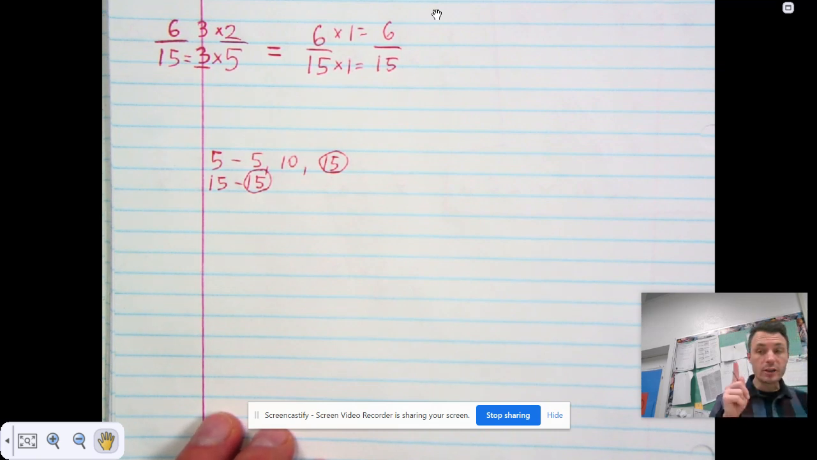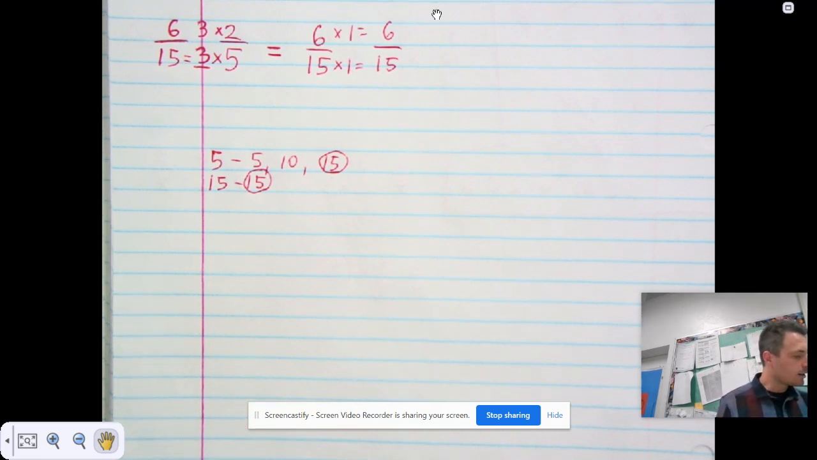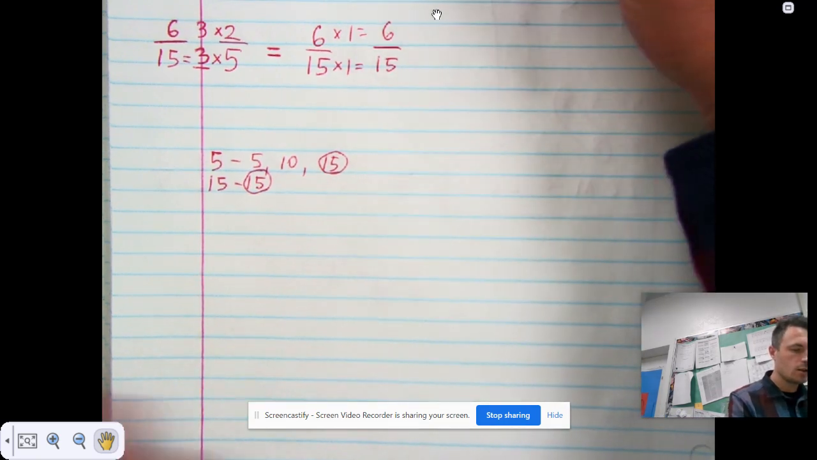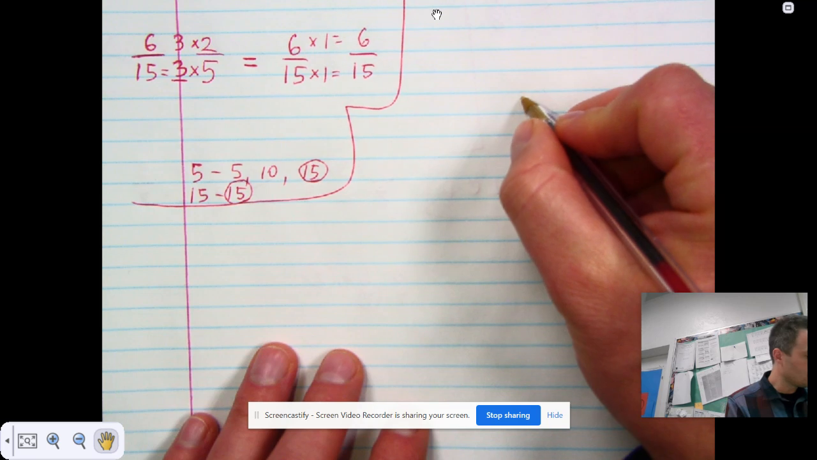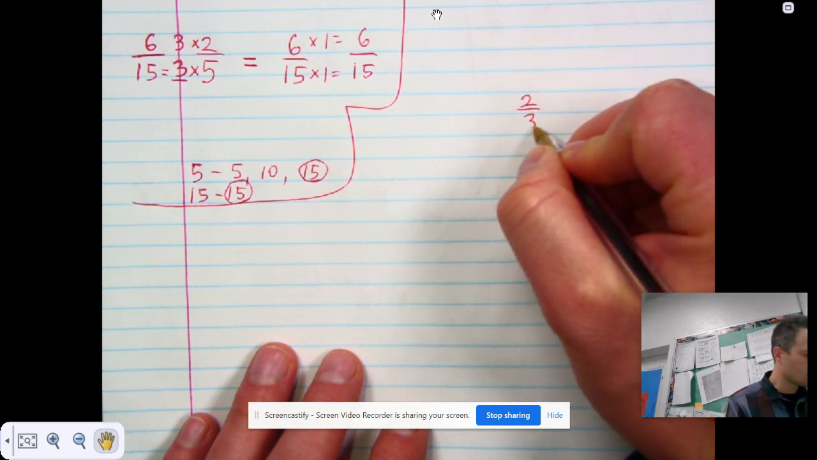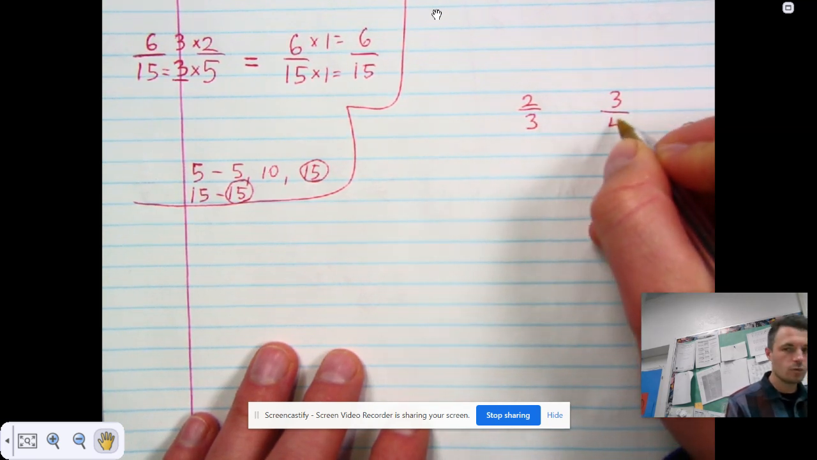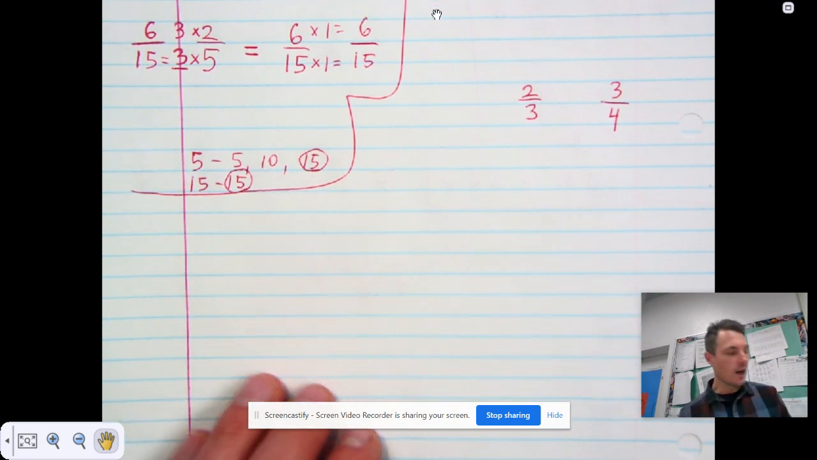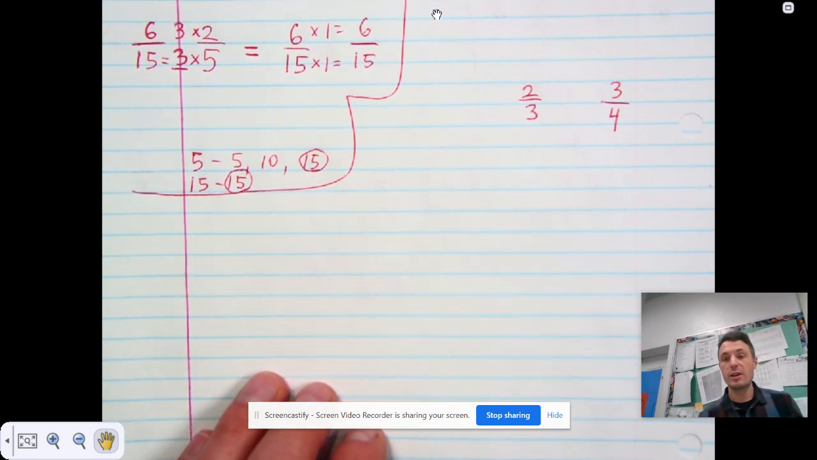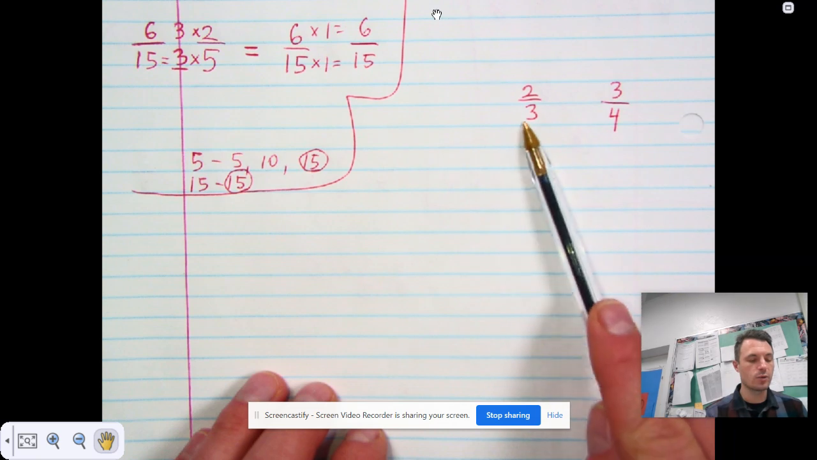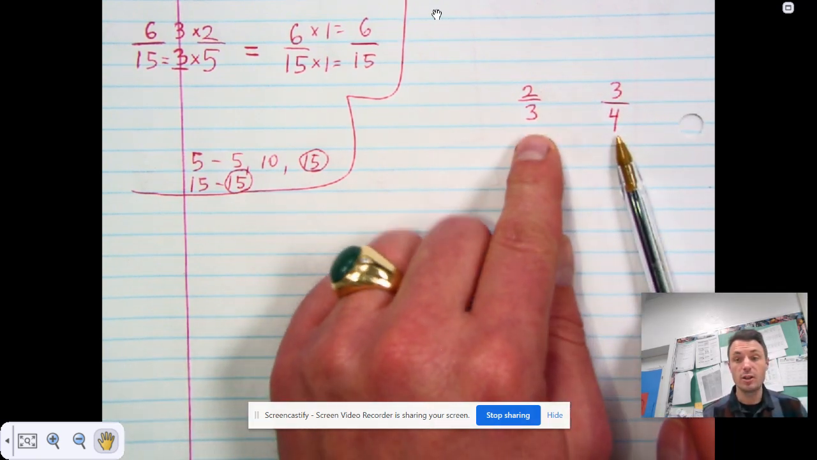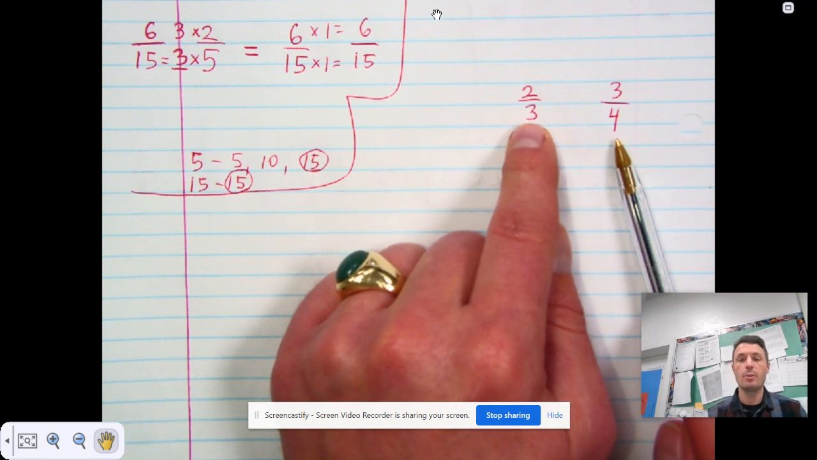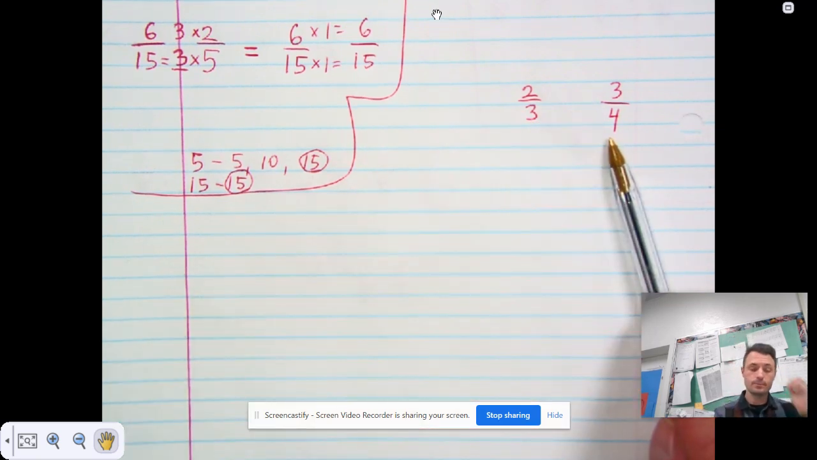Let's do one more example together before I assign the independent work. Let's box all this off so we don't get confused. And let's compare 2/3 to 3/4. Which fraction's bigger? Well, the thing that makes them hard to compare is the fact that 2/3 and 3/4 have different denominators. This one has 3 as a denominator and this one has 4.